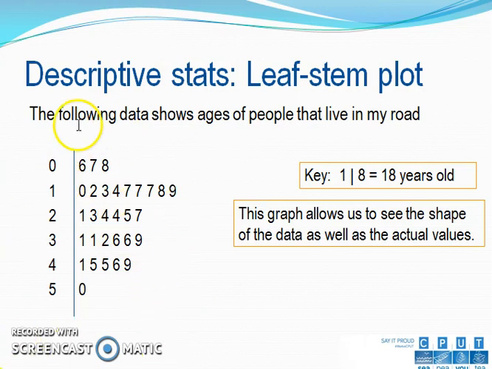Now, when I look at this data set, there's 30 people in this data set. And how this works is, looking at the key here, we'll organize it in categories. And the categories here is everyone less than 10, everyone in their teens, everyone in their 20s, everyone in their 30s, everyone in their 40s, and everyone in their 50s. Well, you can see that there's only one person in their 50s. But this data shows the ages of the people that stay in my road.